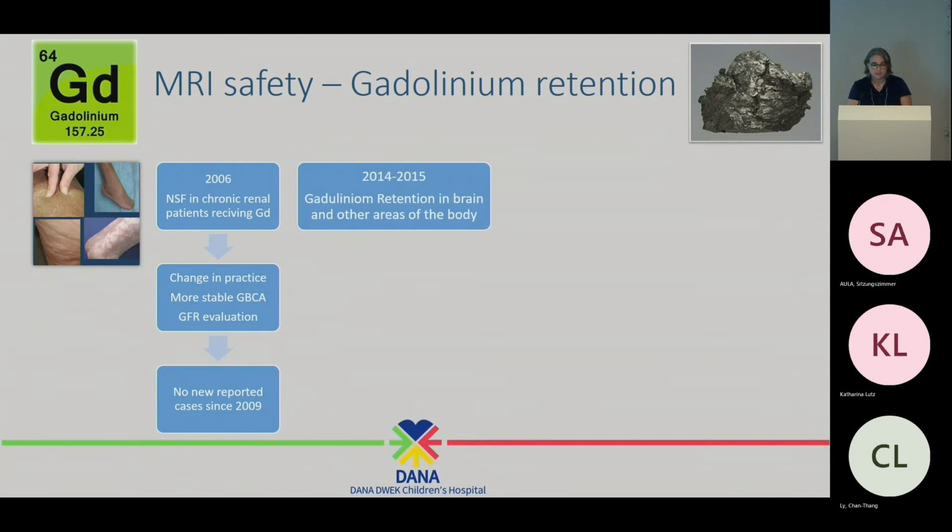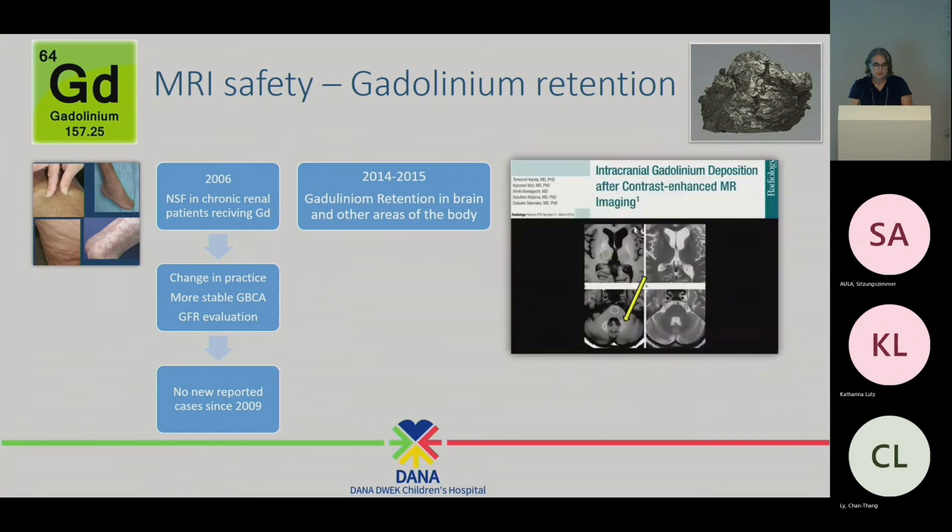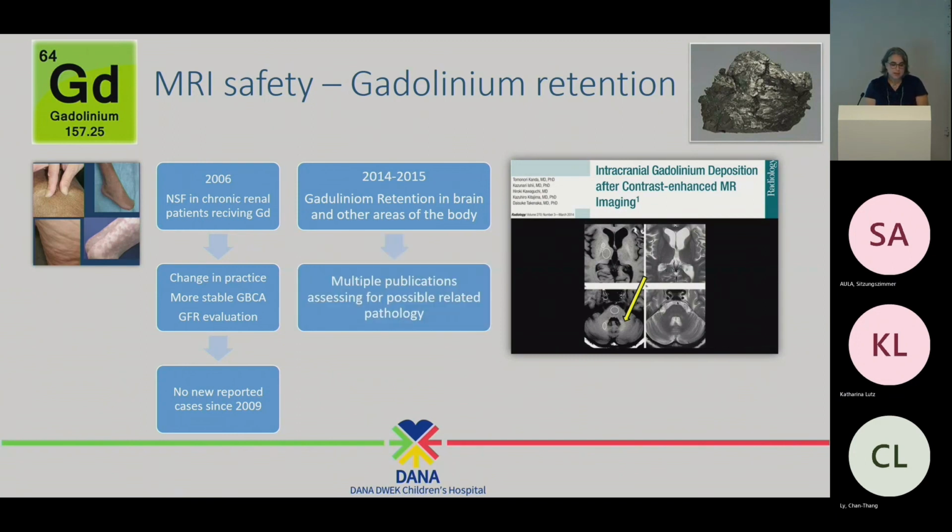However, in 2014 and 2015, there was a report showing that there is increased T1 signal in the basal ganglia and dentate nuclei in patients receiving multiple administrations of gadolinium. Today, we know from multiple additional studies, both in animals and human beings, that this is definitely related to gadolinium retention. So we became aware that gadolinium is retained in body tissues, also in the brain.